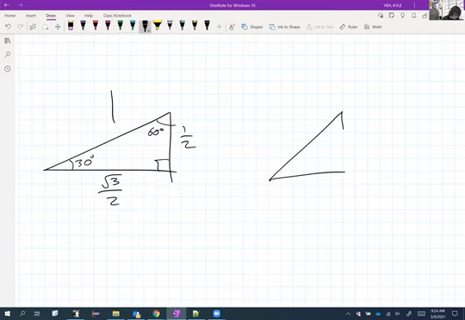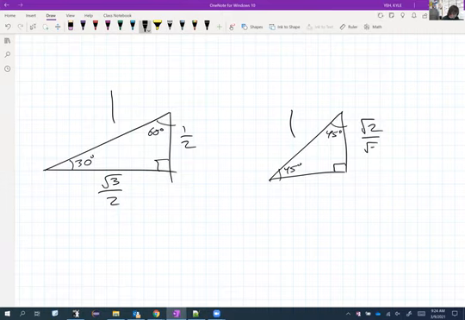Similarly, in a 45, 45, 90, and I know these are not exact, I'm just sketching. On the unit circle, well worth your while to know that this is √2/2, and this is √2/2. The two legs are √2/2. That's a fantastic thing to know just off the top of your head. Okay, so long side in a 30, 60, 90, long leg is √3/2, short leg is 1/2. And that in a 45, 45, 90, √2/2.